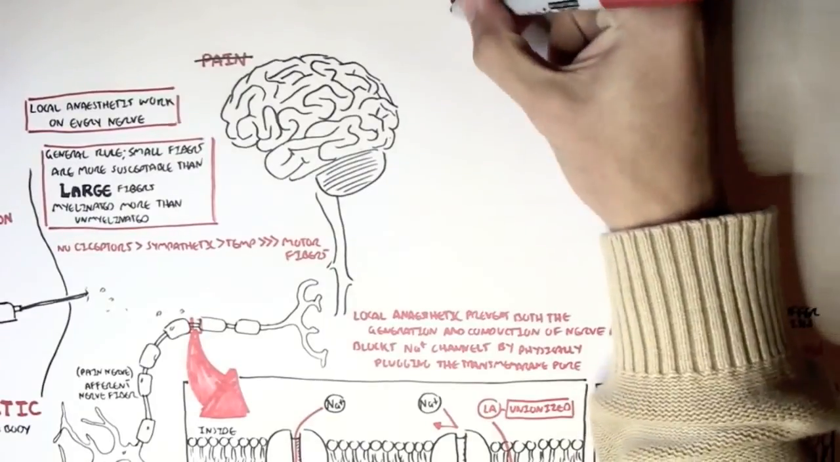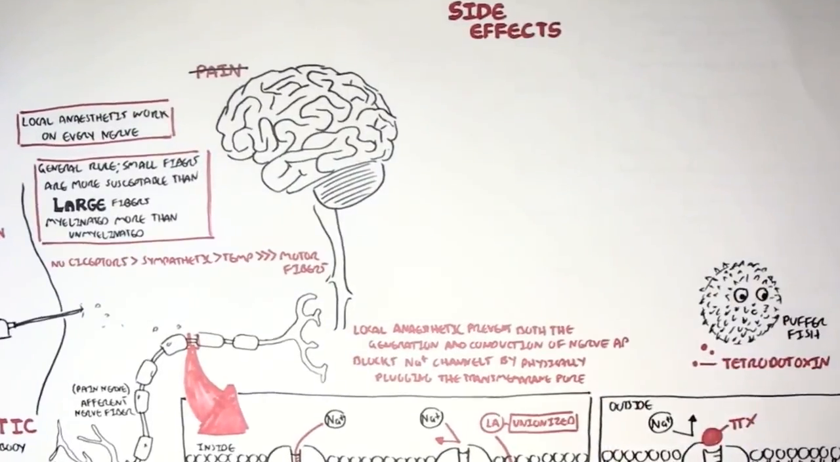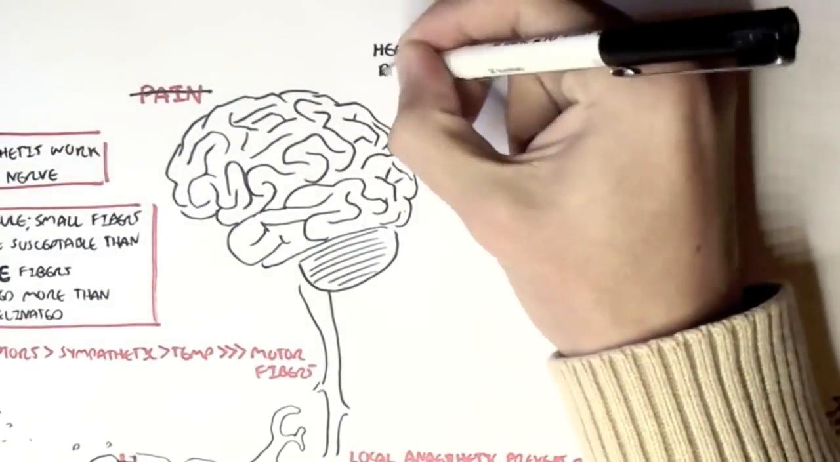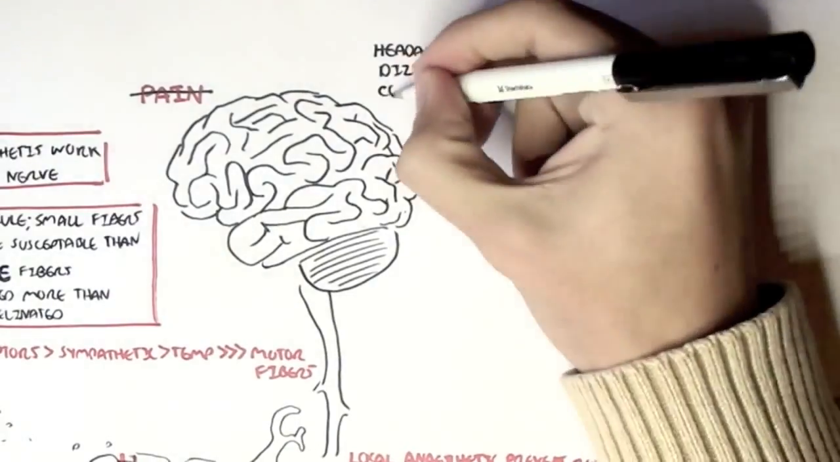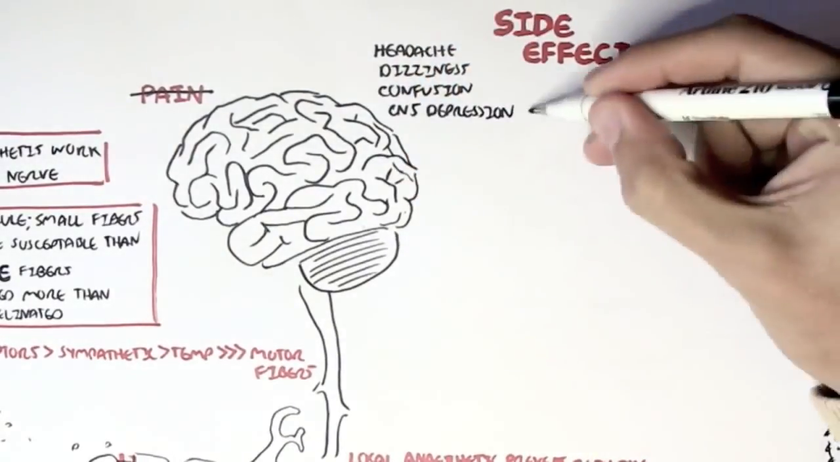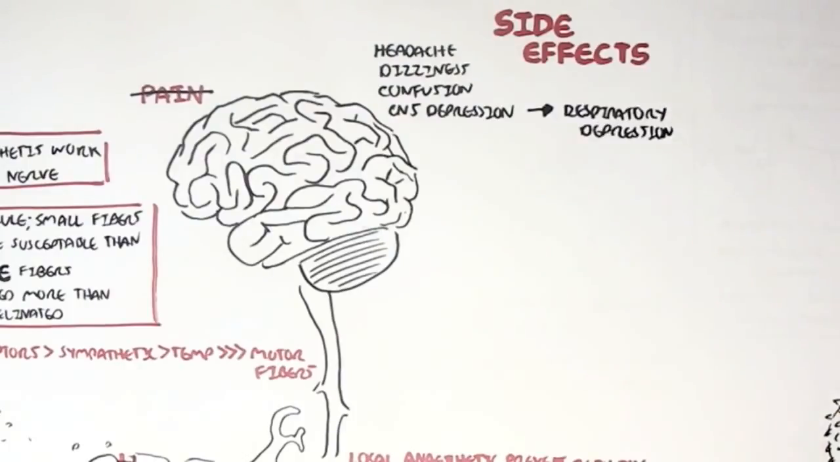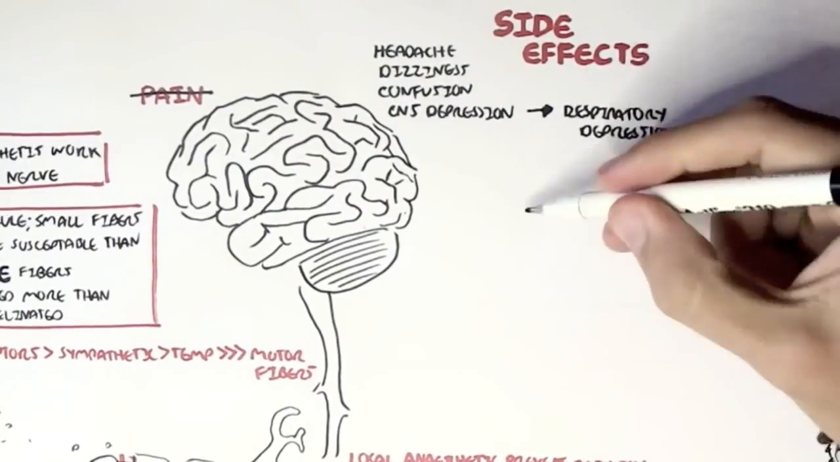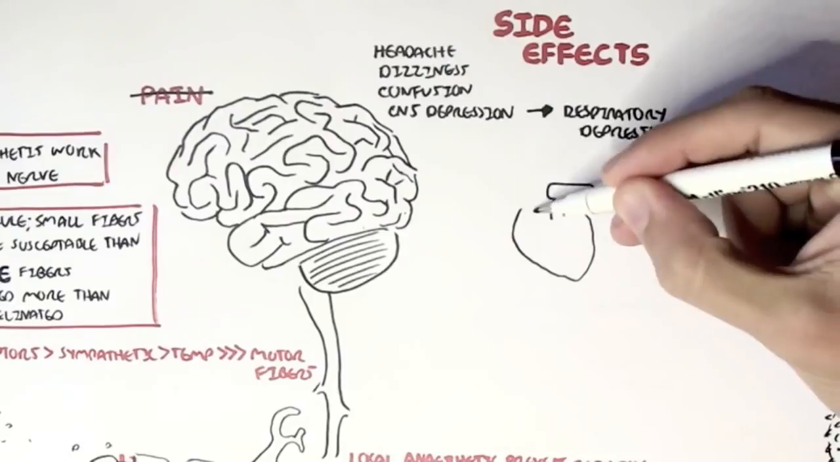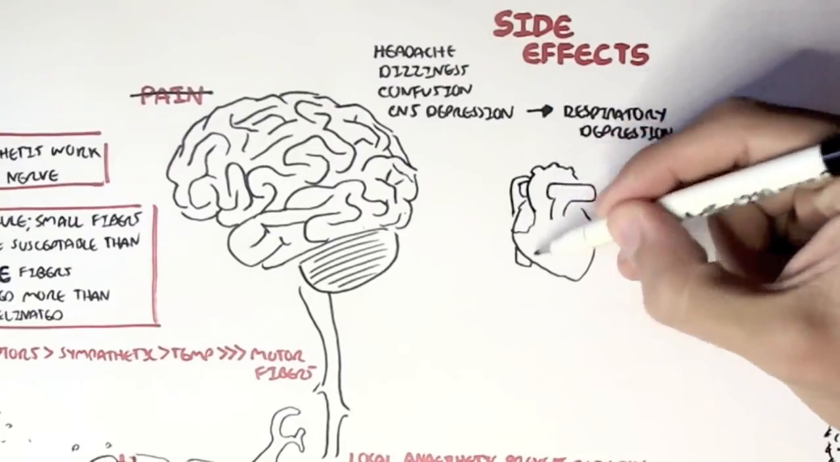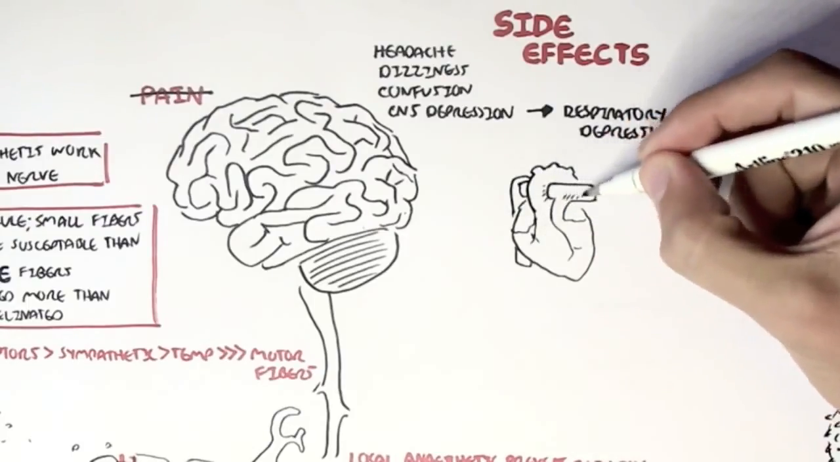The side effects of using local anesthetic include headache, dizziness, confusion, and CNS depression, which may be fatal if it leads to respiratory depression. However, cocaine actually doesn't cause CNS depression, but causes excitement instead.